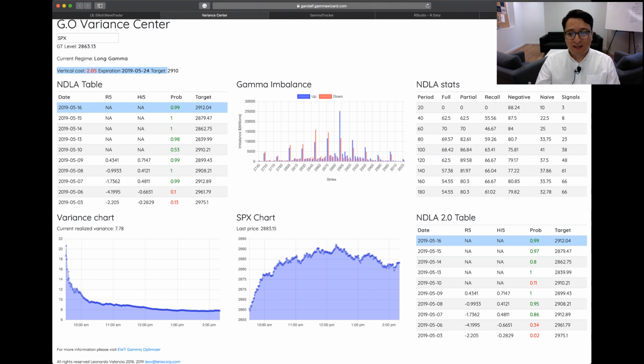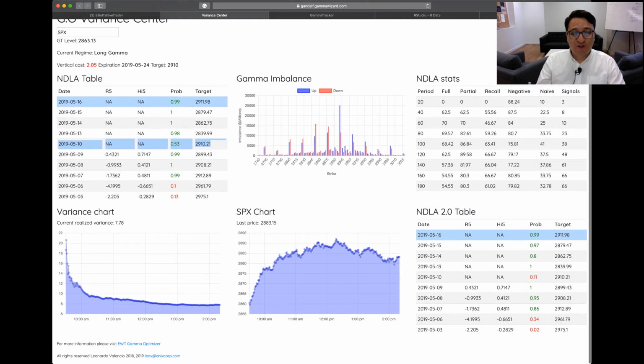With respect to NDLA 2.0, I'm about to ditch it. I mean, if you notice, NDLA and NDLA 2.0 have been in synchrony most of the time. The only difference was here on May 10, and I think the NDLA 2.0 did a better job than NDLA Classic, but most of the time I don't see it adding so much value yet. So I am still keeping on it. I don't know. I think I like NDLA better. I might ditch NDLA 2.0.